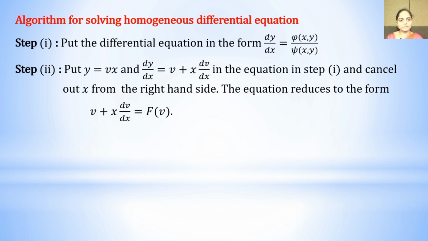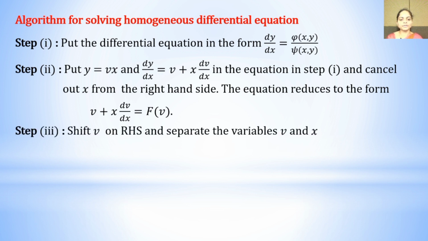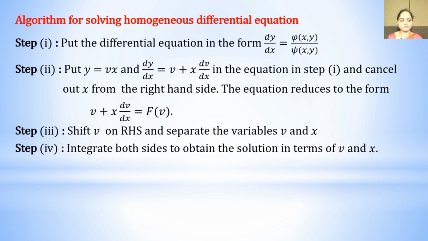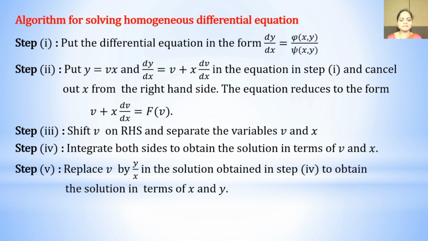Now step third, shift v on RHS and separate the variables v and x. Step 4th is integrate both sides to obtain the solution in terms of v and x. 5th step is replace v by y upon x in the solution obtained in step 4 to obtain the solution in terms of x and y.